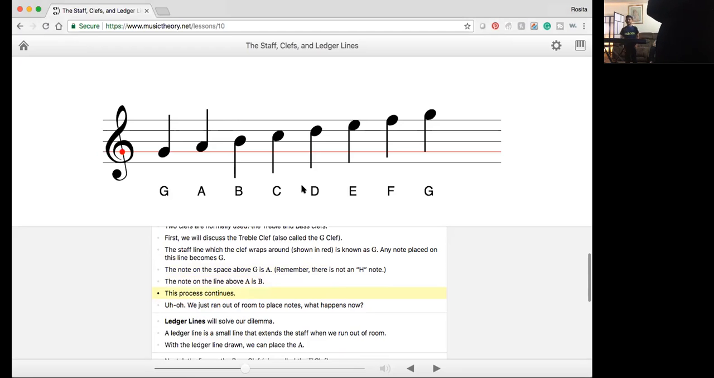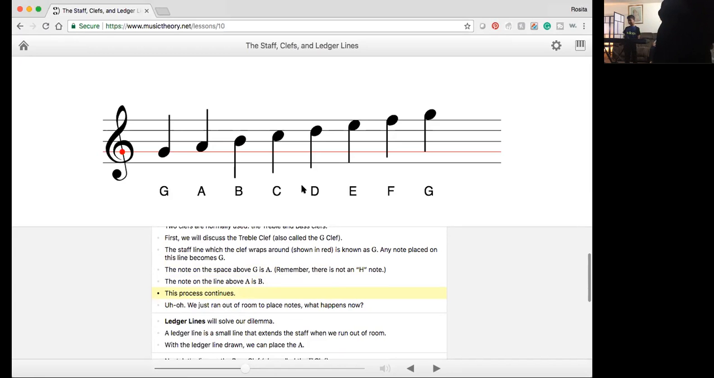So where would D be? We know it's after C. Yes. Now, does this particular D look like it's higher in the staff or lower in the staff? Yes. So what you just played was middle D. We need to go a little bit higher.